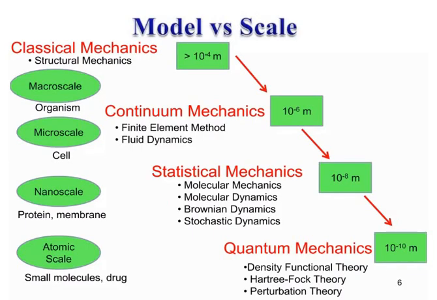So models versus scales. You have the small molecules, drug, atomic scale, protein membrane, nanoscale, microscale cell, and macro scale organism, and classical mechanics, structural mechanics. Now you can see the continuum mechanics, finite element method, and fluid dynamics. Statistical mechanics like molecular mechanics, molecular dynamics, Brownian dynamics, and stochastic dynamics. Now you have quantum mechanics, density functional theory, Hartree-Fock theory, and perturbation theory.